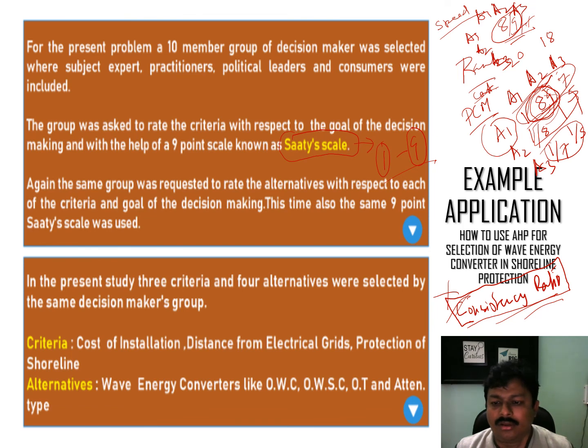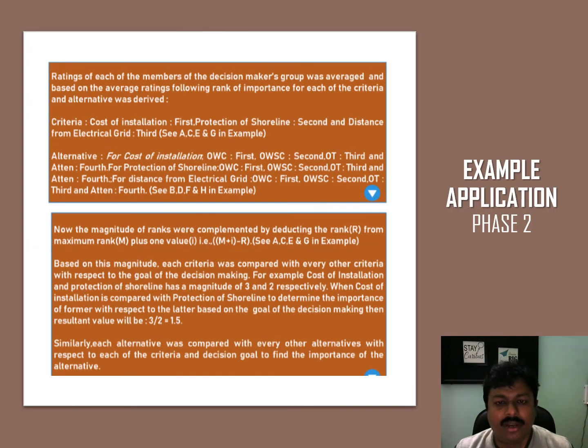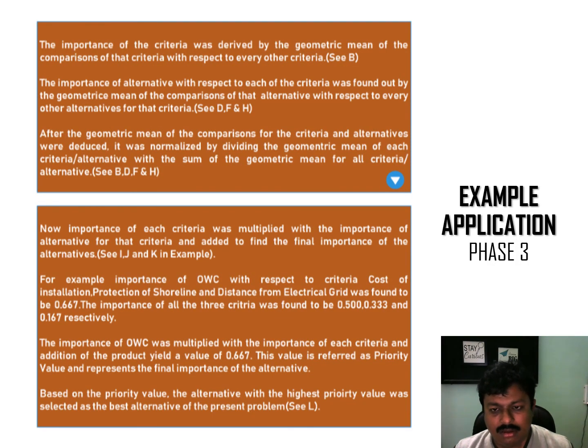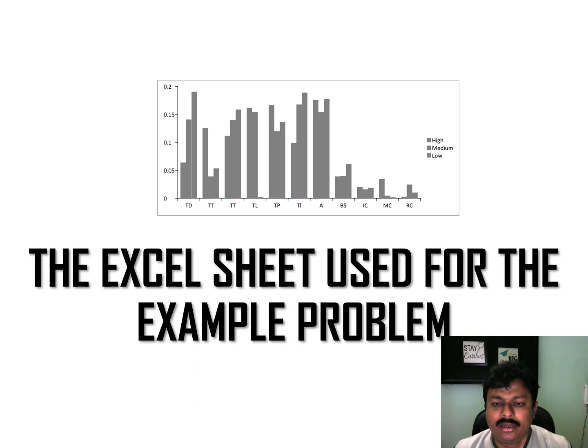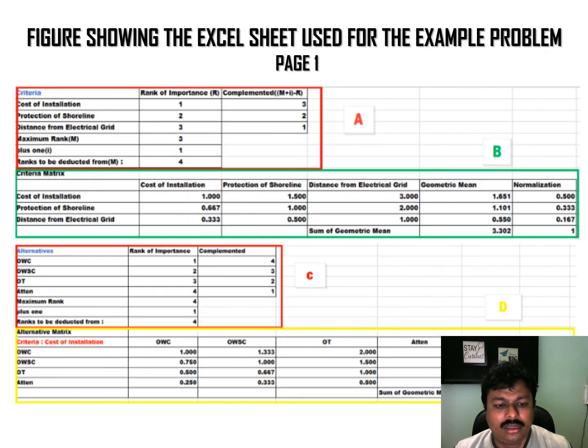So you can go through the presentation. Whatever I have discussed is just that. You can either listen to my lecture or go through this presentation, and you will learn how to find the best alternative out of 3, 4, 5, any number, with the help of AHP. Now this is the Excel sheet that was used for the example problem. If you wish, you can download it.